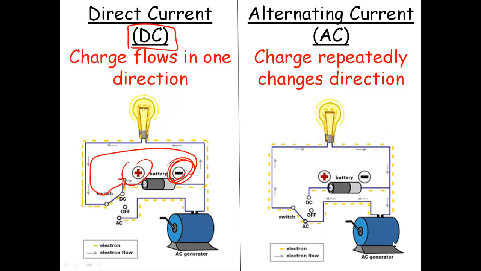But the way that the electric company produces current is called alternating current. The generator itself causes the electrons, and therefore the charge, to vibrate at 60 times a second. So as you can see in our picture, it goes one way and then it goes the other way. 60 times in a second.